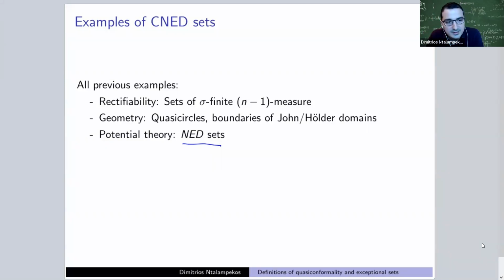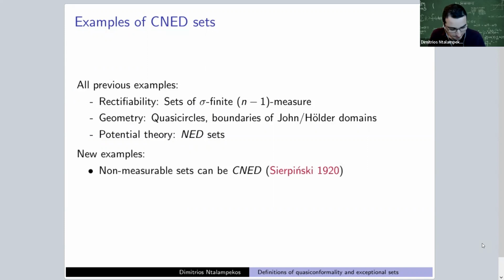So what about new examples? Are there any new examples of sets that are included in this new class? So first, there is even a non-measurable set that is CNED. Now, why is this interesting? Well, it says that CNED sets can be very, very complicated. Okay, so that's why we look at such examples.